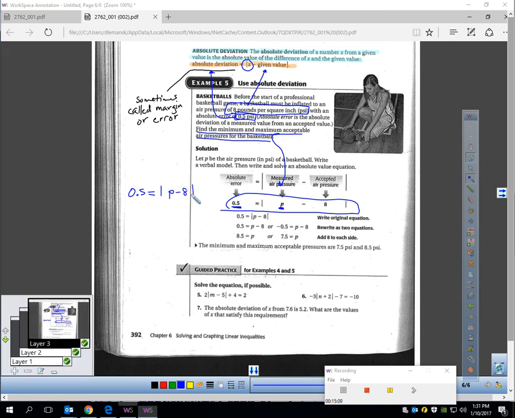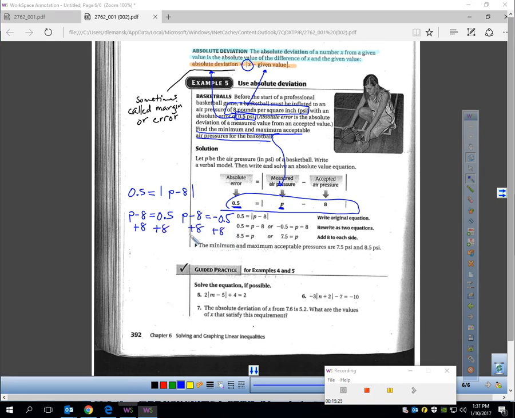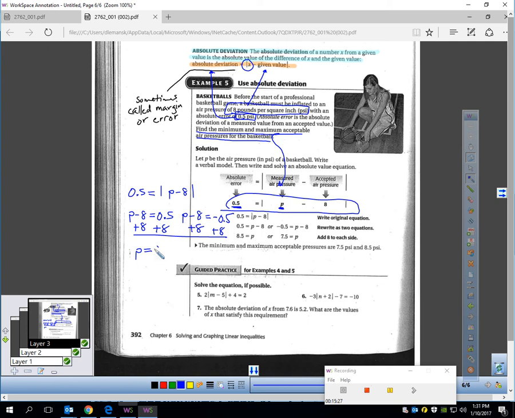Now the absolute value is all by itself, so I can write two equations. One has the positive answer, 0.5. The other has the negative answer. And then all I got to do is add 8 to each side, and this would show me what the maximum and minimum pressures for the ball could be. So if I overinflate the ball by a half pound per square inch, the top air pressure I could have and still have the basketball legal would be 8.5 psi. And the minimum would be over here, it'd be 7.5 psi. That would be the maximum and minimum value.